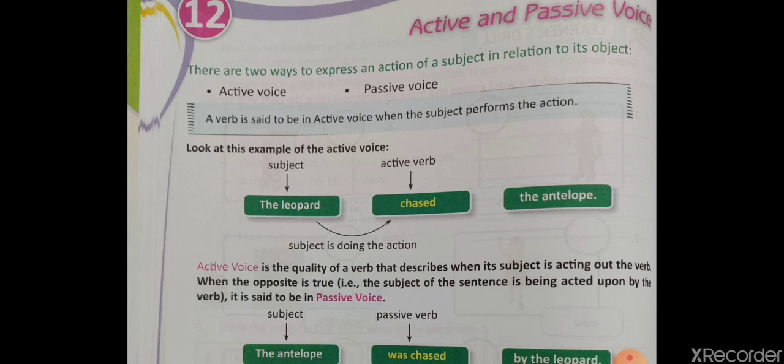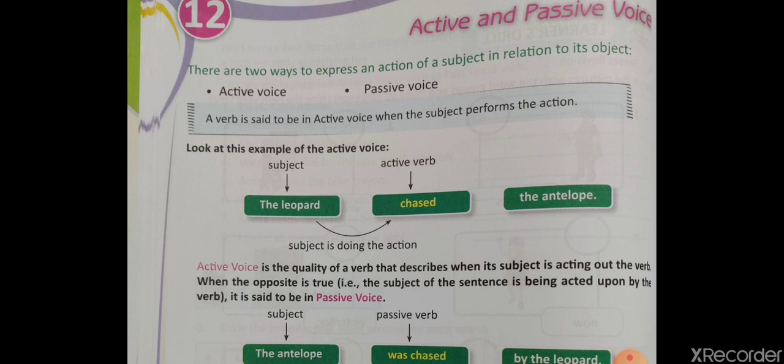So first one, here it is: a verb is said to be in active voice when the subject performs the action. Okay, so it is very simple to understand. If the subject is performing the action, when the subject is doing some action, that sentence is called active voice. For example, the leopard chased the antelope. So the subject is doing the action. What is the subject here? The leopard. And what action is he doing? He is chasing the antelope. So here the sentence is active because the subject is doing the work.